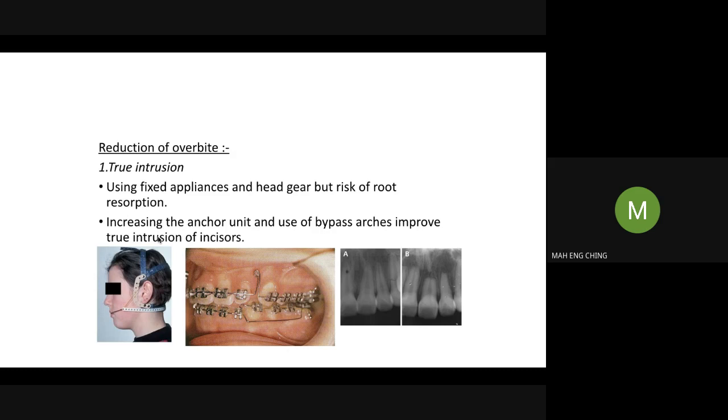So increasing the anchor unit and using a bypass arch improves the true intrusion of the incisor. Bypass arch means the bypass. So you see this one has two wires. This one I consider fixed braces. There are two wires, so this one has a bypass arch. This one usually has an intrusive force. You see there's a step between the incisor and the canine. So this is doing the intrusion or opening the bite. So it can be done.